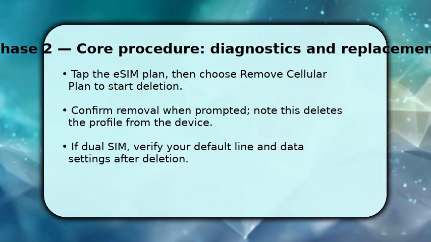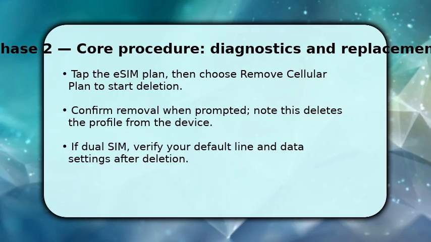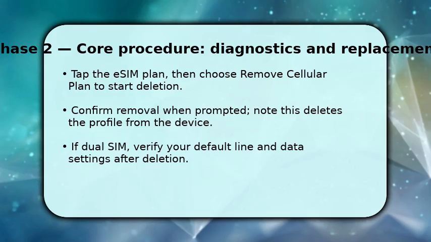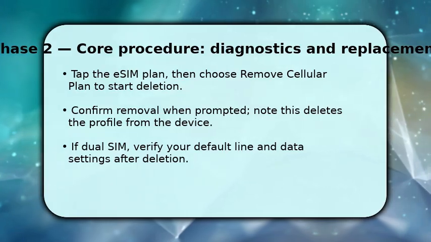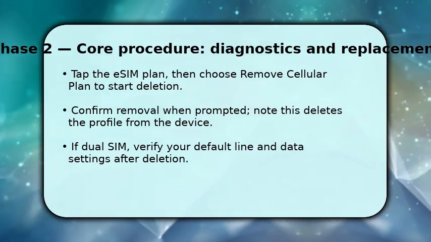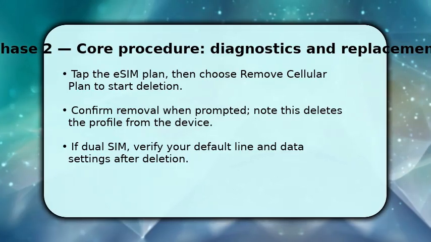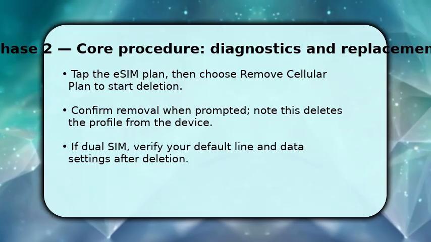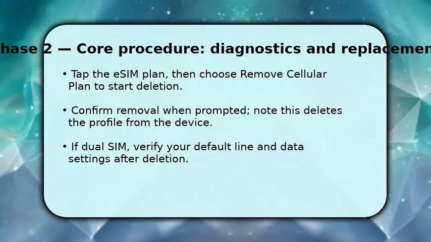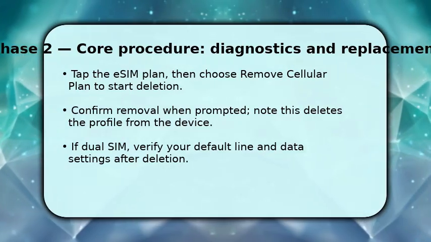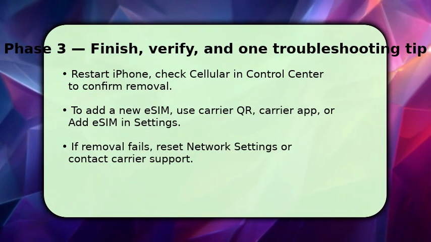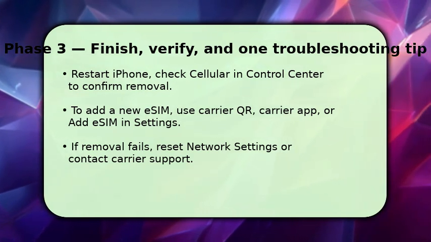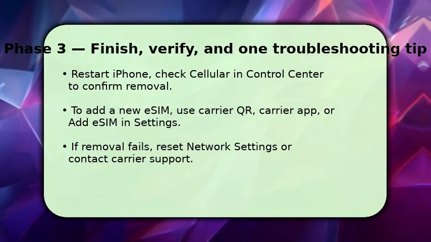Once removed, make sure you check cellular data and default voice settings, especially on dual SIM devices, because the system may switch defaults automatically. If you plan to transfer service, contact the carrier before removing to avoid downtime. Keep the carrier QR code, activation code, or account credentials handy in case you need to finish by restarting your iPhone and verifying the eSIM is gone from Settings Cellular and from the Control Center signal indicator.